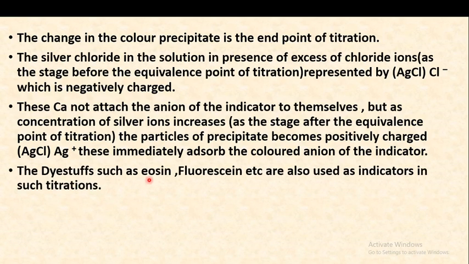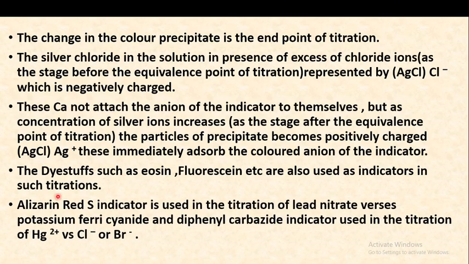Dyestuffs such as eosin, fluorescein, etc. are also used as indicators in such titrations. Alizarin red indicator is also used in the titration of silver nitrate versus potassium ferrocyanide. So these are the different titrations: first we studied sodium chloride with silver nitrate, where there is the formation of silver chloride precipitate. Dyestuffs such as eosin and fluorescein are also used as indicators.